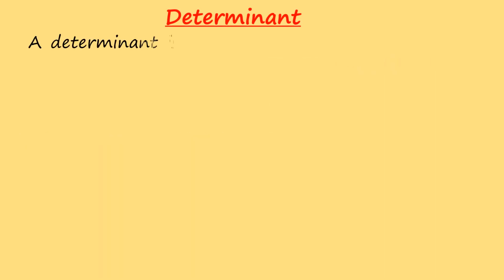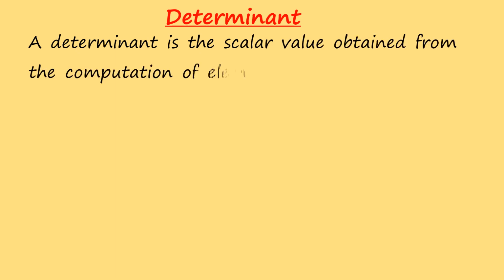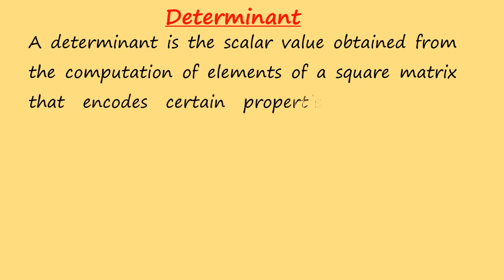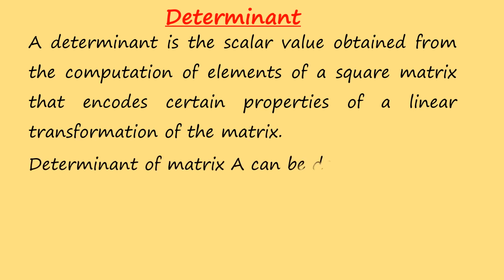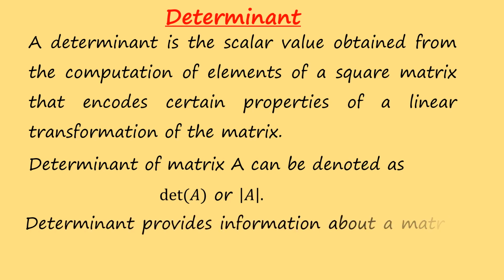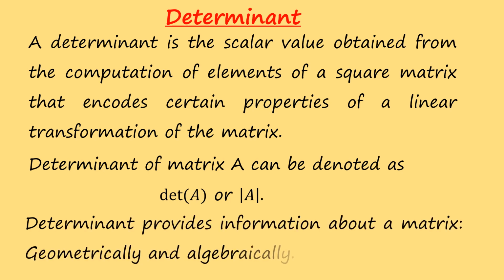The determinant of a matrix is the scalar value obtained from the computation of elements of a square matrix that encodes certain properties of a linear transformation of the matrix. The determinant of a matrix can be denoted as det(A) or with two vertical lines. The determinant provides information about a matrix geometrically and algebraically.